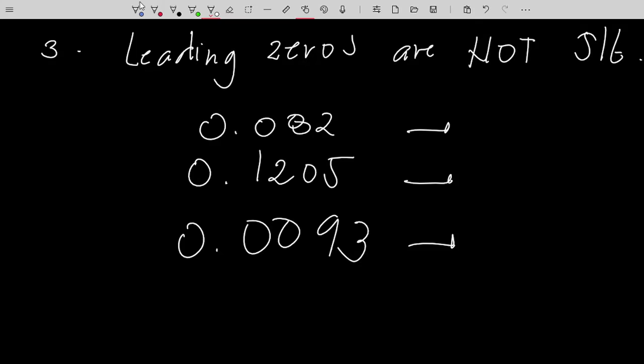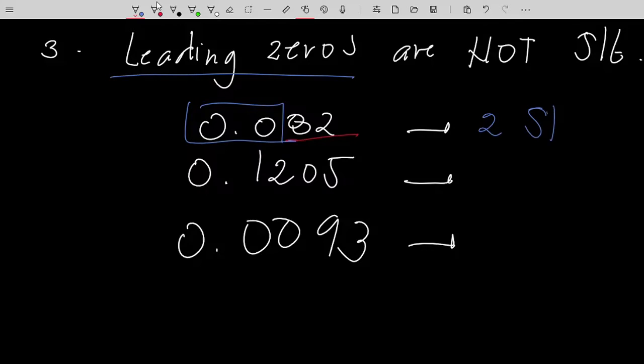First example, we have your 0.082. First thing to do is to identify all the non-zeros. So we have your 8 and 2. Now how about these zeros right here? Applying the rules that we all know, leading zeros are not significant. So this is actually a leading zero. Why? Because it is located on the first part of the value. So this is not a significant figure, and we only have 2 significant figures here.